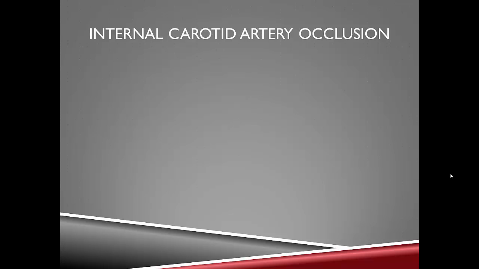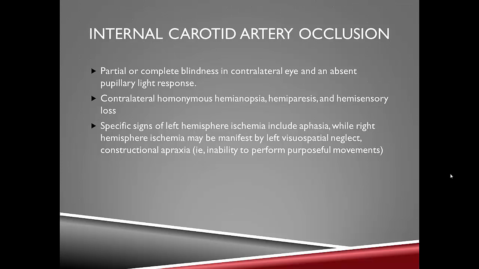Next, the internal carotid artery. Symptoms for this, again not limited to this, are partial and complete blindness in the contralateral eye, and possibly an absent pupillary light response. You can have contralateral hemianopsia as well, or hemiparesis, or hemisensory loss. And specific signs of left hemisphere ischemia include aphasia, while right hemisphere ischemia could present with left visual spatial neglect or constructional apraxia.